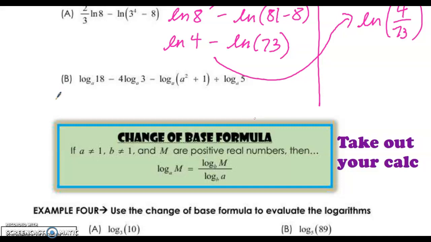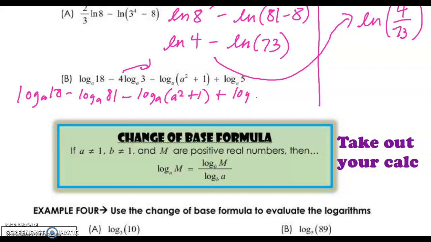I guess the first thing I'm going to do is move this 4. Nothing I can really do with the first term here. So let me write that as log base A of 18, minus log base A of 3 to the 4th. You could write that as 81 if you want. Let's do that. There we go, 81. Minus log base A of, I'm just going to write this same as it was, A squared plus 1. And same with this one, log base A of 5. Well, geez, we only changed really one of them.